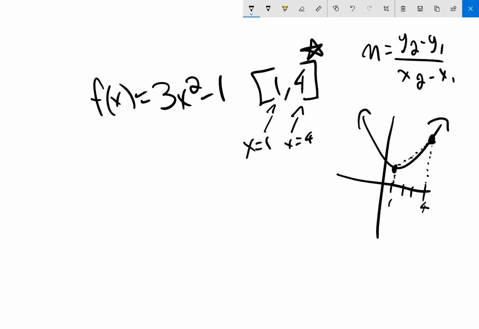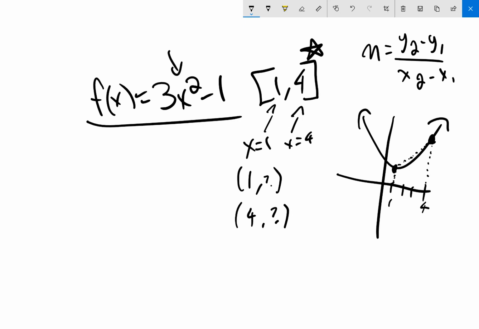What I really need, though, is the y values for each of those points. So if I know x is 1, I need to figure out what the y value is there. And if I know x is 4, I also need to know what the y value is there. So how can I find those y values? Well, I've got a function. If I plug in these values for x, then I'll be able to figure out what those y values are. Because f(x) is the same as y, so y equals 3x squared minus 1.